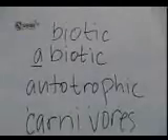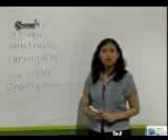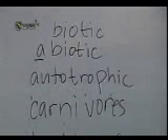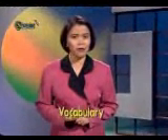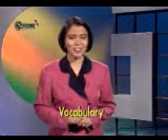Okay, auto means self and hetero means other. So autotrophic means self-feeding, while heterotrophic means feeding on others. One of the difficulties of reading in content area is the vocabulary. We shall discuss this further after a few reminders. Stay tuned.